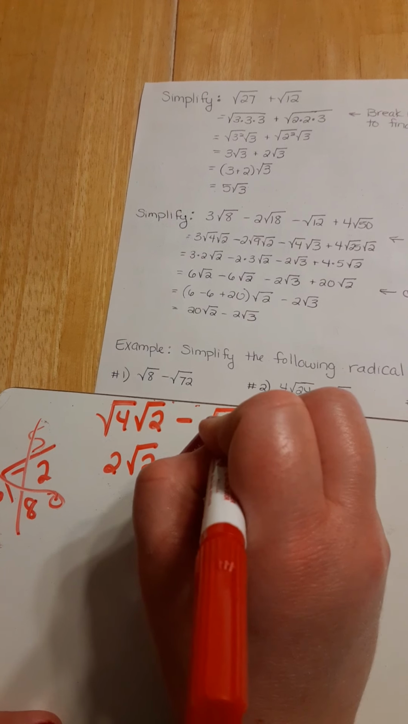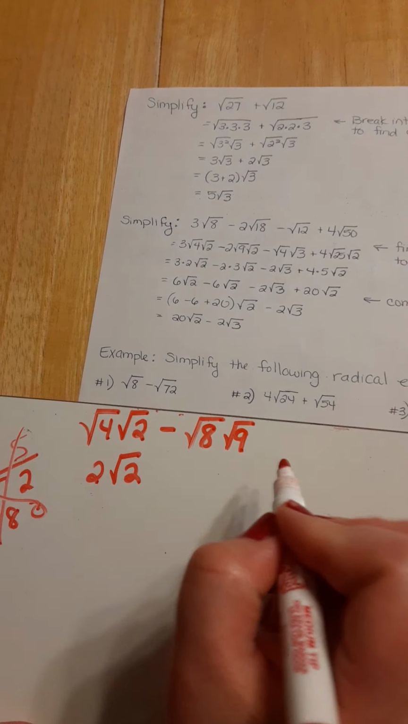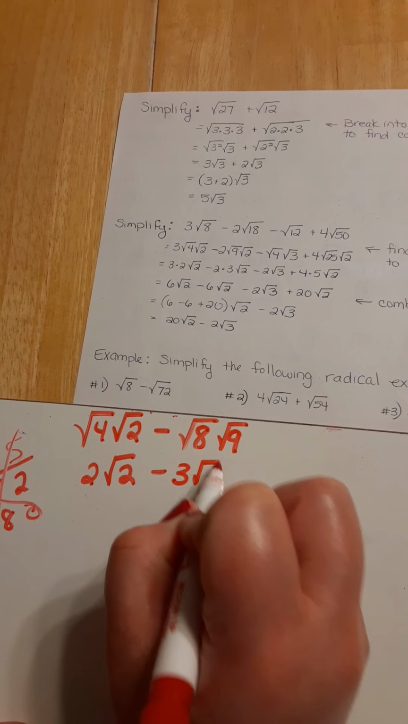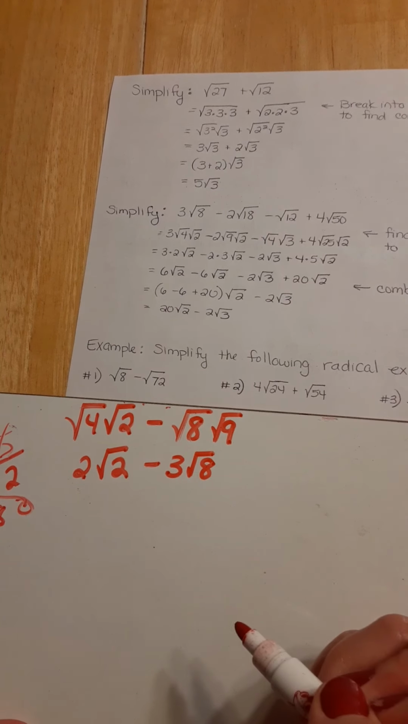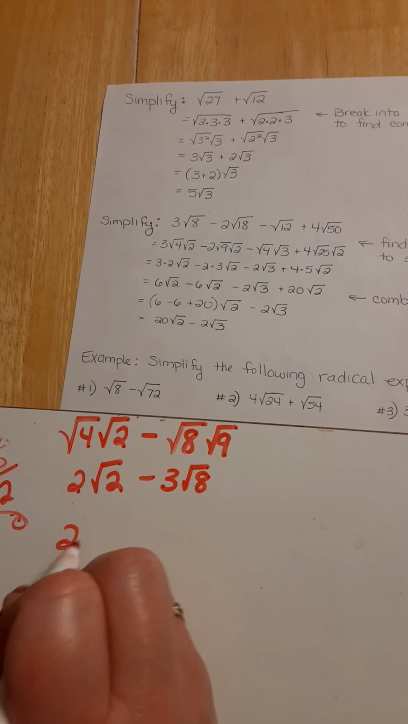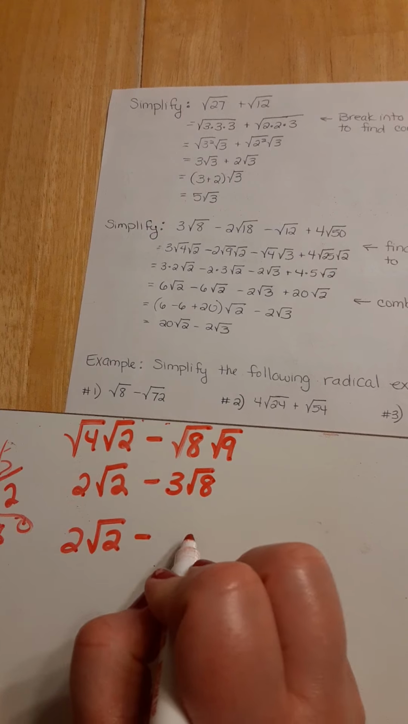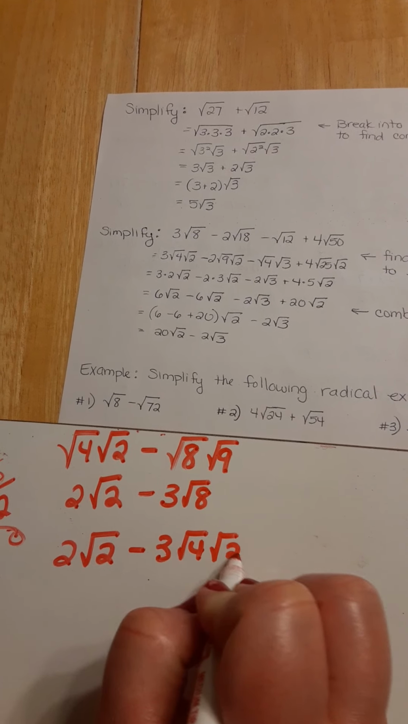So let's do, we know 8 times 9 is 72. When I take the square root of that, I end up with 3 times the square root of 8. Now I know a perfect square is a 4. So I'm going to go ahead and simplify this. I'm going to bring down my 2 times the square root of 2, and then break it apart. So I have 3 times the square root of 4 times the square root of 2.